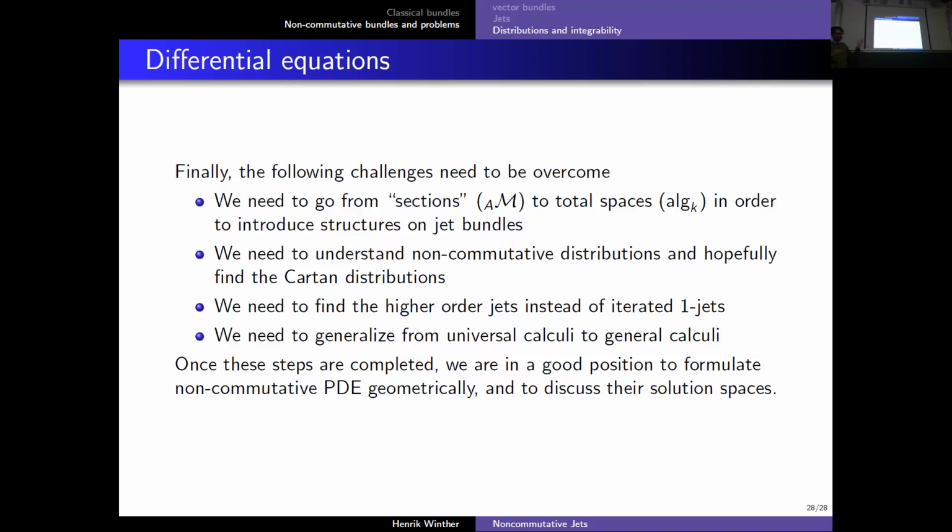We need to figure out what higher order jets are because all the interesting differential equations in physics and so on are second order and above. Yeah, needs some thinking on our part probably. And finally, maybe most importantly, we need to generalize the whole construction from universal calculi to general calculi, because for now, this is just for toy examples. I don't think you will get anything particularly interesting because there's basically no geometric information in the universal calculus, just playing with tensor products. But once we finish these steps, then we should be in a good position to formulate the geometric non-commutative PDEs. So I think that's the final slide. Thank you for listening.